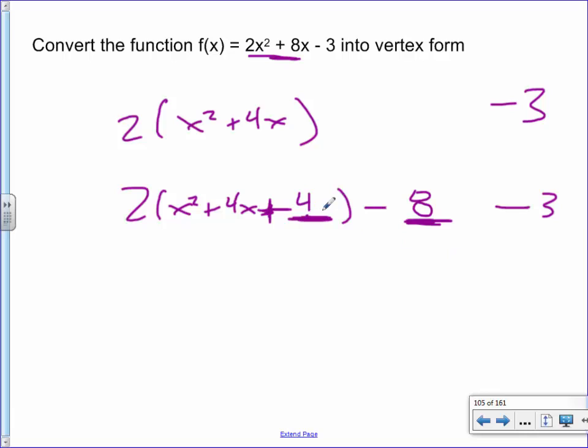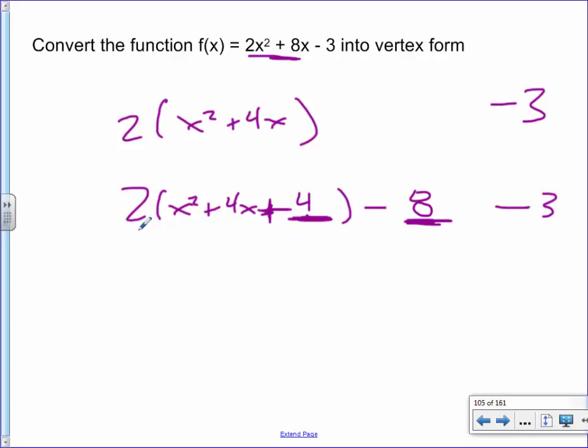Okay, so here's the logic behind that. You put a 4 right here. But you didn't actually put a 4 right here. It looks like a 4. But this 2 right here would have been multiplied by that 4 to make it actually 8 that shows up there. It appears as though you only put 4 there. You actually put 8. So therefore you have to subtract 8 based on that 2 sitting right there.